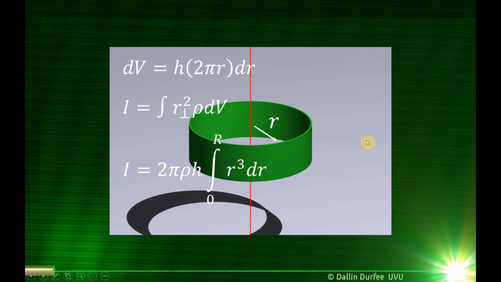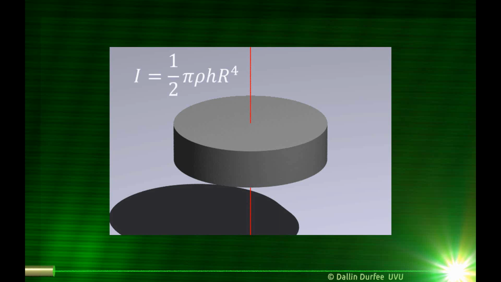And then I integrate from 0 to the radius of the disk. And when I do that, the integral of r cubed is 1/4 r to the 4th, and I evaluate that from 0 to r, and I get this. So that is the moment of inertia for my disk, right there.